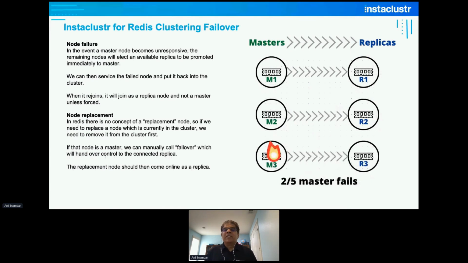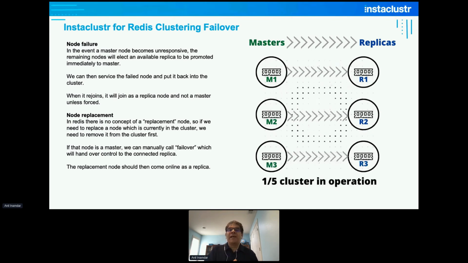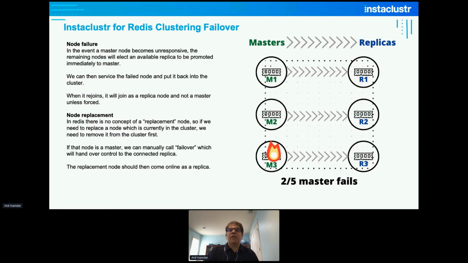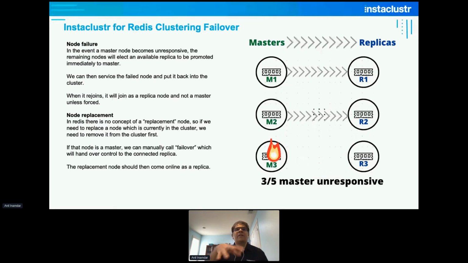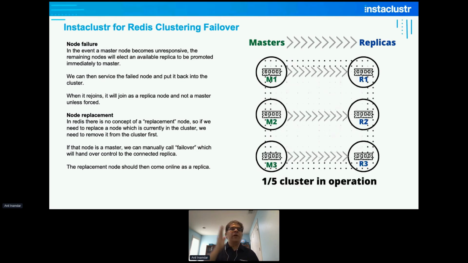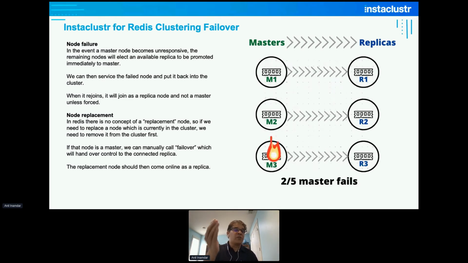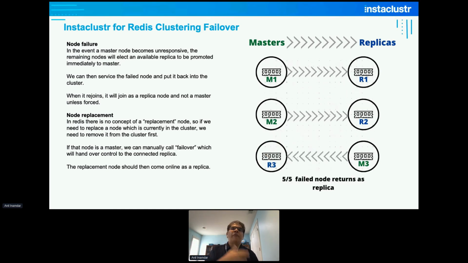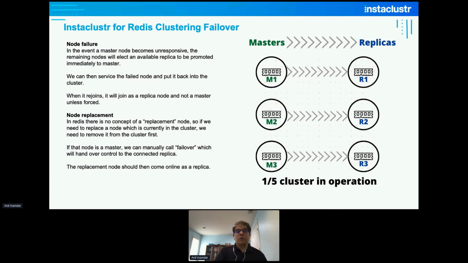Now, this slide explains our cluster failover scenario. If a master node fails, the remaining nodes will elect an available replica and promote it to master. Meanwhile, the failed node is serviced and replaced. It joins the cluster as a replica node. The visual on the slide explains that, and there are 5 steps. In step 1, the cluster is in operation. Step 2, master fails. Step 3, master is unresponsive. Step 4, replica is promoted to master. Step 5, failed node returns as replica. So that's how we handle failover.